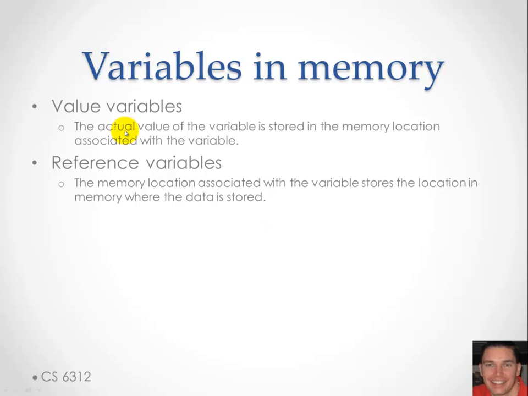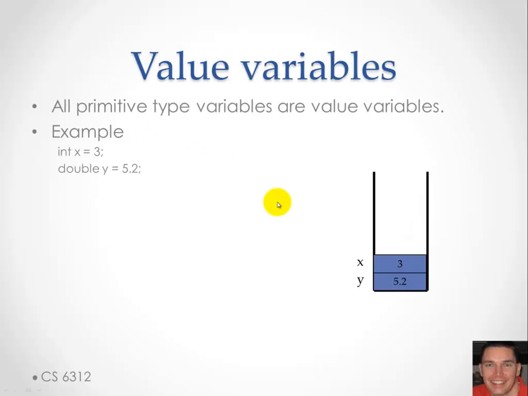Now as we talk about variables in memory, there's two different types of variables that we will be using. We have value variables and reference variables. With value variables, the actual value of the variable is stored in the memory location. With reference variables, what it does is it stores a memory address which points to another location where what it is referencing is stored. These two definitions will make a little bit more sense as we continue to work our way through this lecture. So let's look at an example of value variables.